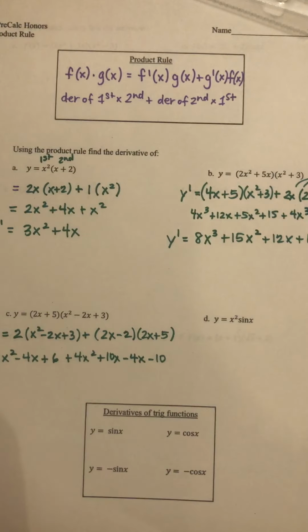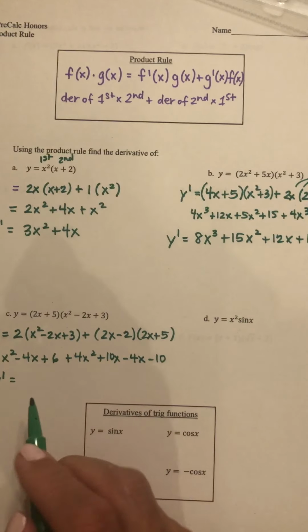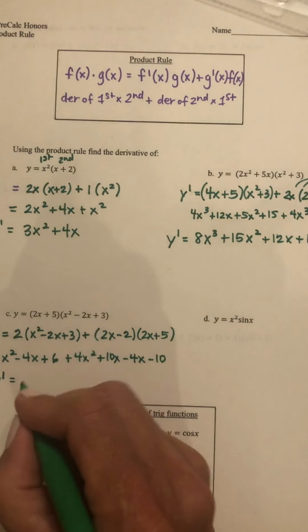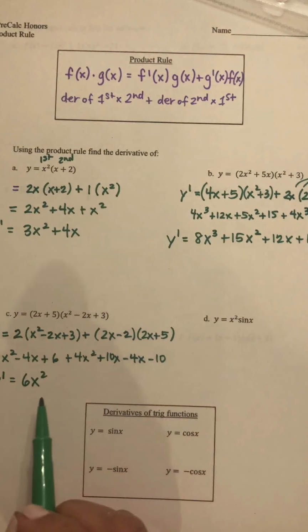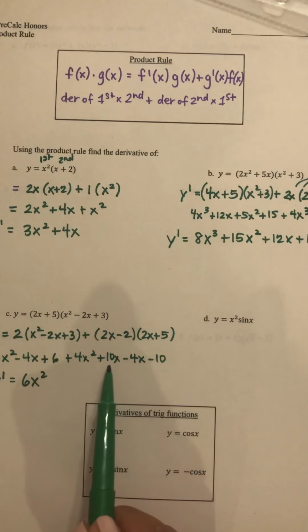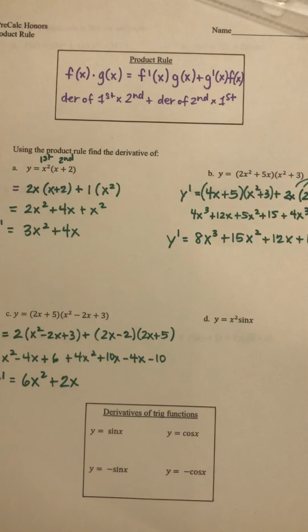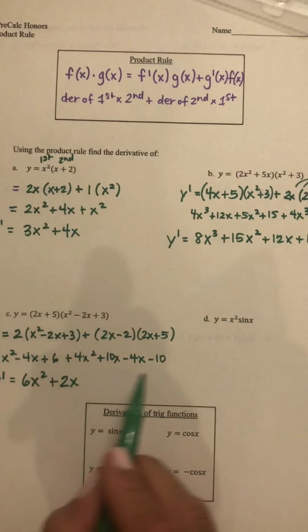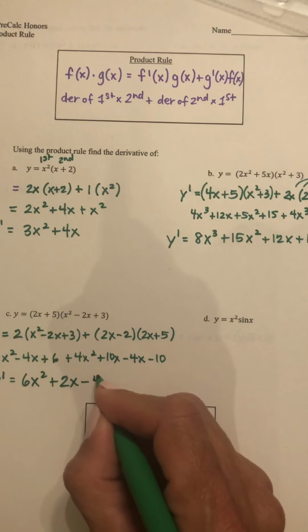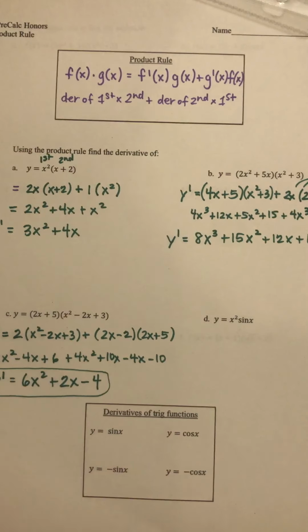All right, so grand finale, let's check it out. Y prime equals, let's see, 2x squared and 4x squared is 6x squared. You have a negative 4x, a negative 4x, and a 10x. That's going to give me 2x in the end, positive 2x. And then a 6 minus 10 is minus 4. And that, loves, is the derivative.